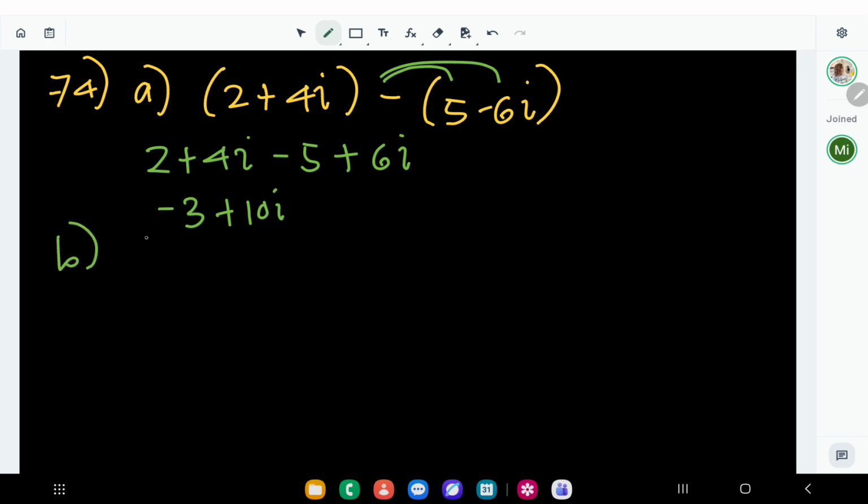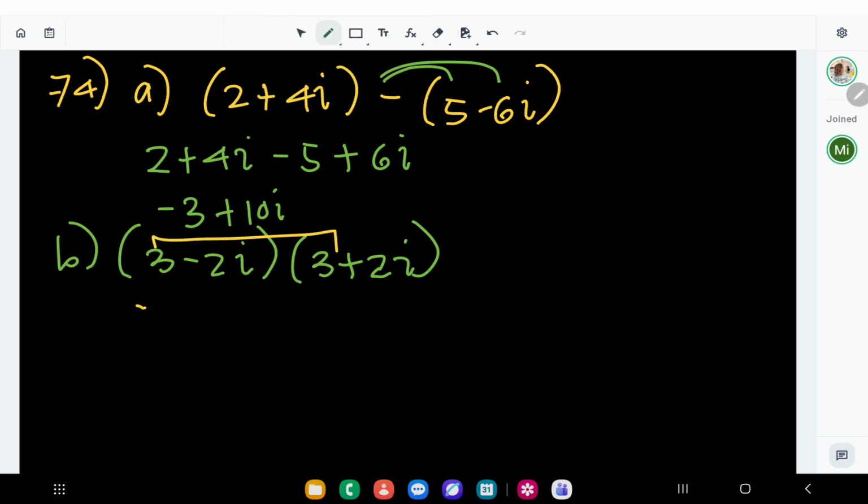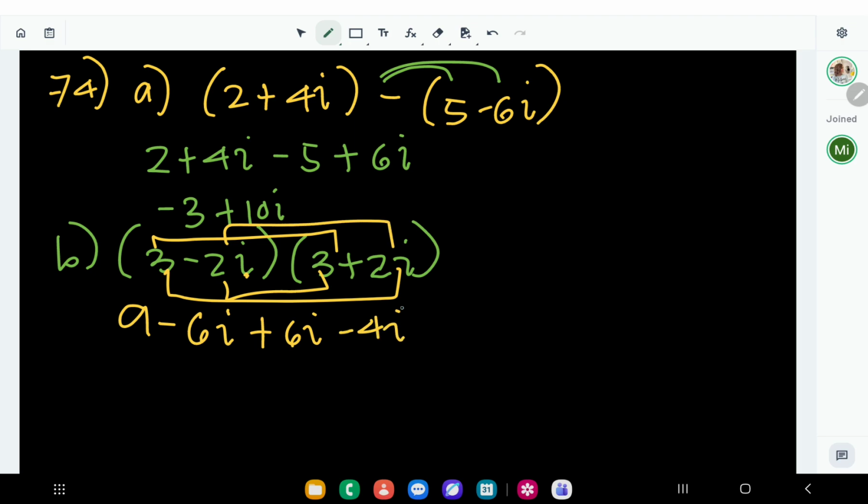Then letter B, 3 minus 2i times 3 plus 2i. So you FOIL this. This is 9 minus 6i plus 6i. Then this one, minus 4i squared. So 6i cancels out, right? Then you have 9 minus 4i squared. i squared is negative 1. Take note of that. So this is 9 plus 4.